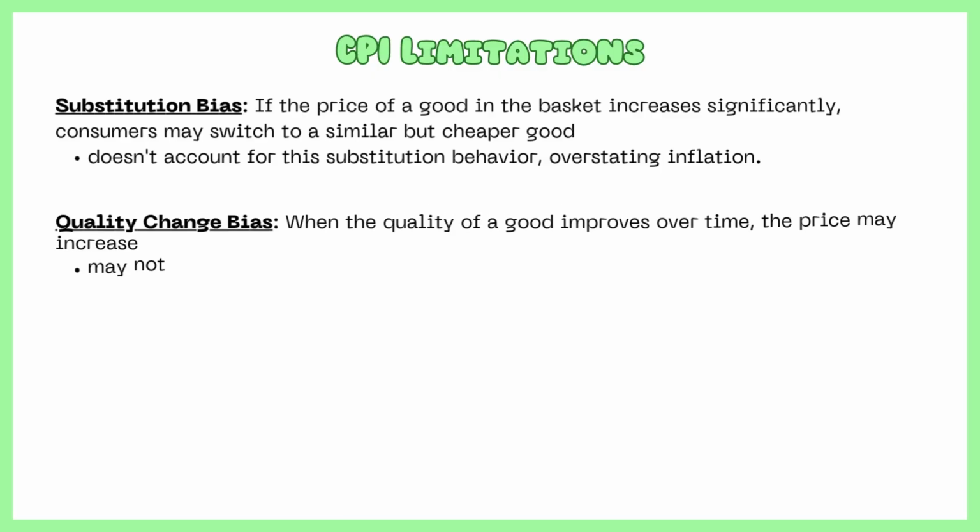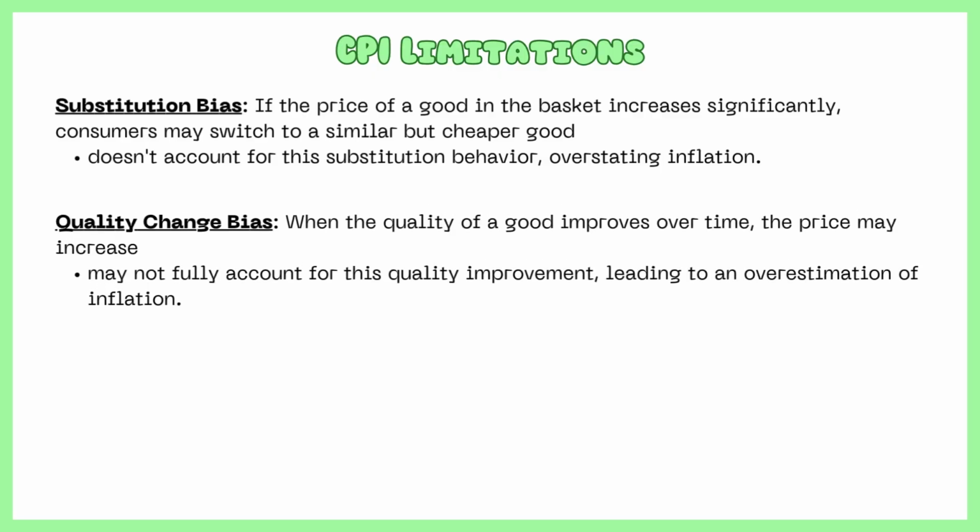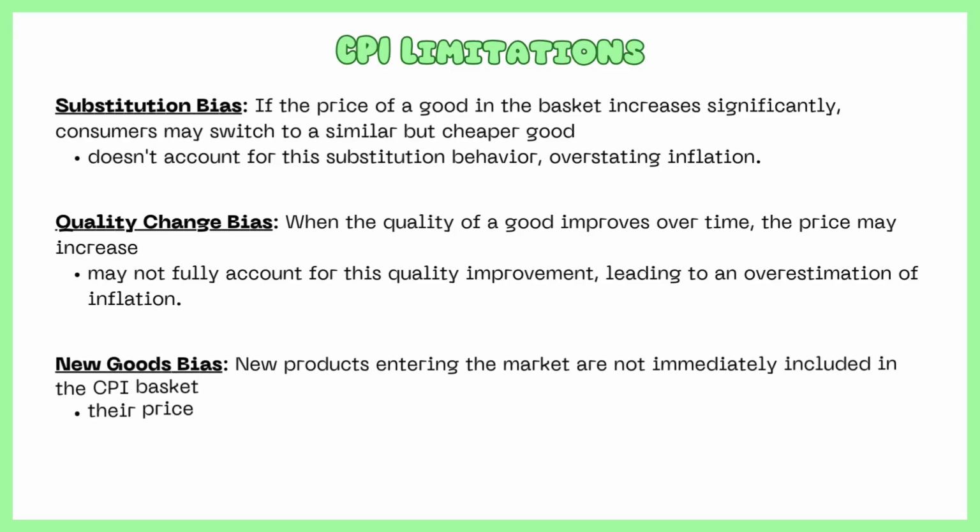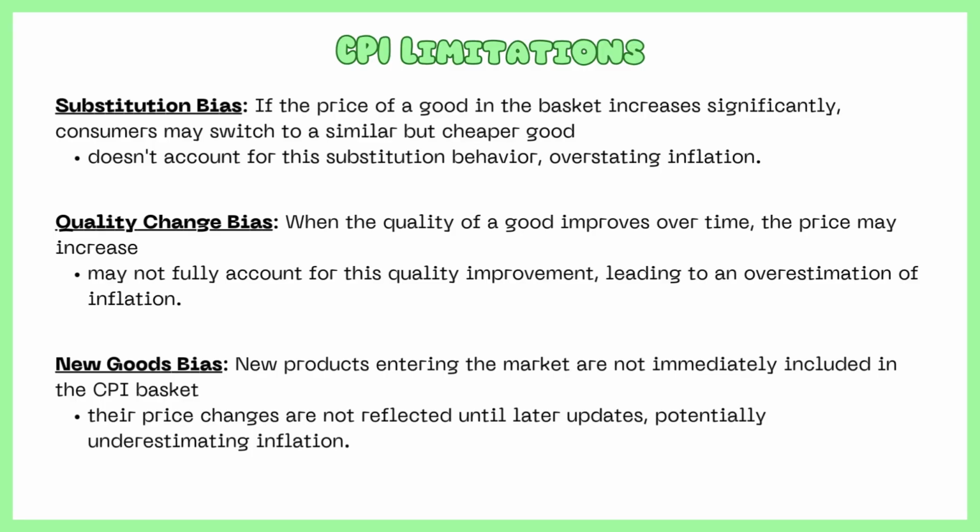Quality change bias is when the quality of a good improves over time, the price may increase, but the CPI may not fully account for this quality improvement, leading to an overestimation of inflation. Finally, new goods bias occurs when new products entering the market are not immediately included in the CPI basket, meaning their price changes are not reflected until later updates, potentially underestimating inflation.